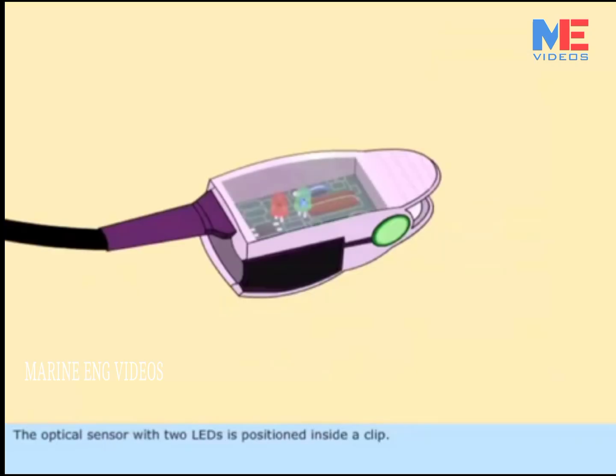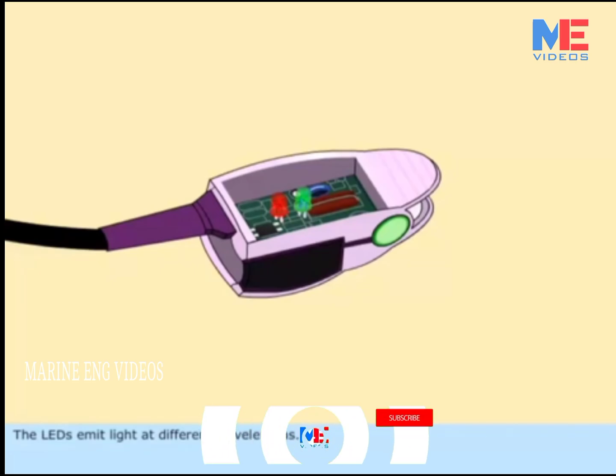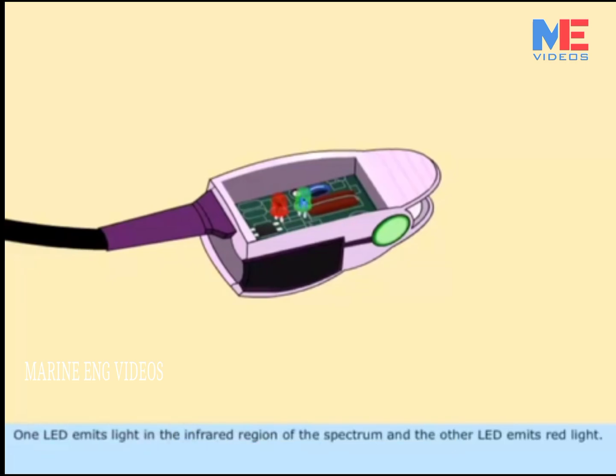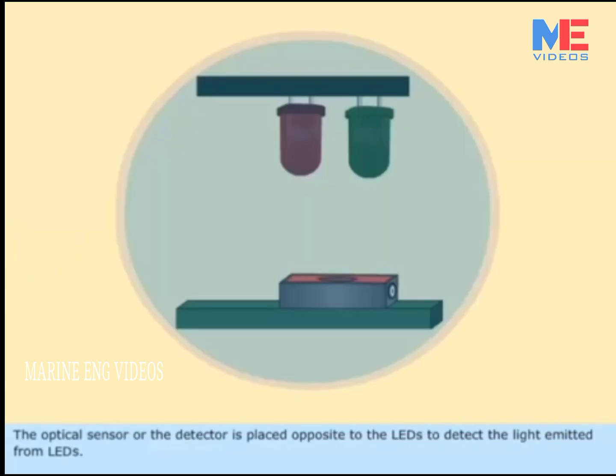The optical sensor with two LEDs is positioned inside a clip. The LEDs emit light at different wavelengths. One LED emits light in the infrared region of the spectrum and the other LED emits red light. The optical sensor or the detector is placed opposite to the LEDs to detect the light emitted from LEDs.